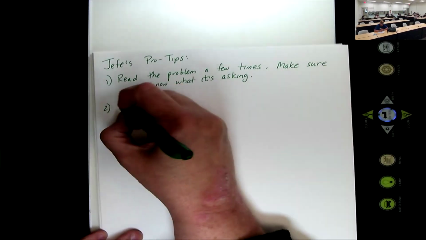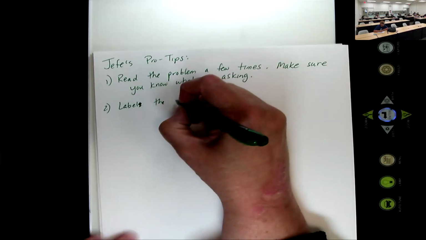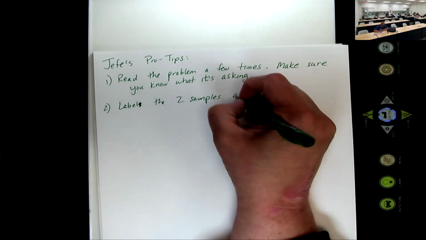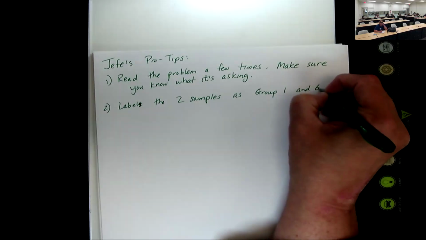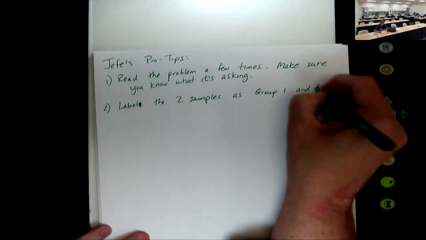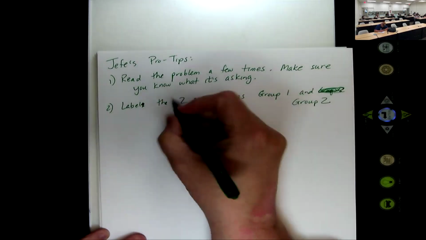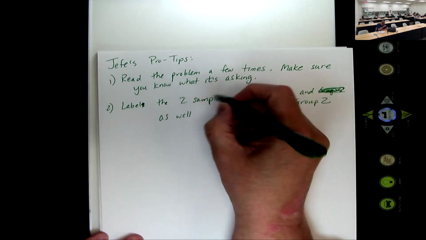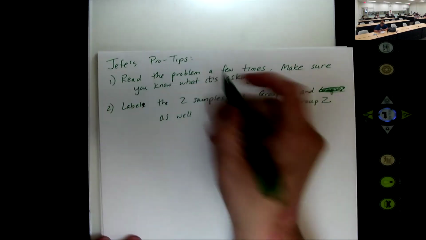Two, label the two samples as group 1 and group 2.